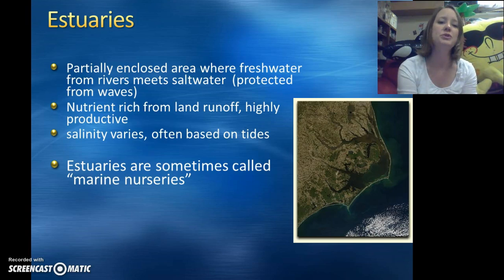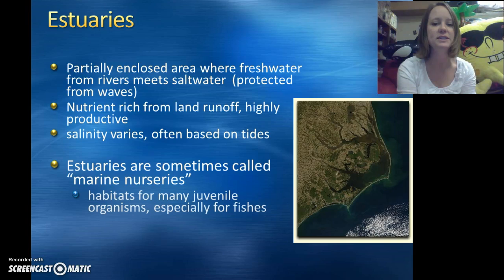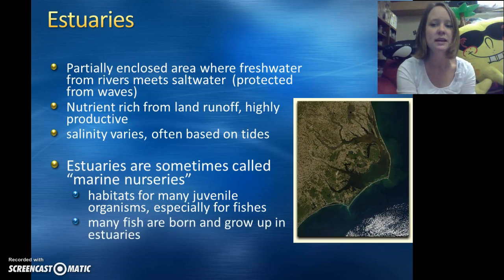Estuaries, because they are so nutrient rich and there's so much primary productivity, these are known as marine nurseries. Many of the juvenile fishes and other organisms are going to be in these areas. So that's part of why it's important that we protect our estuaries. And one of the things that is happening in North Carolina, we've talked about our hog farms in the eastern part of the state, is causing eutrophication, and that's really affecting these fish nurseries.